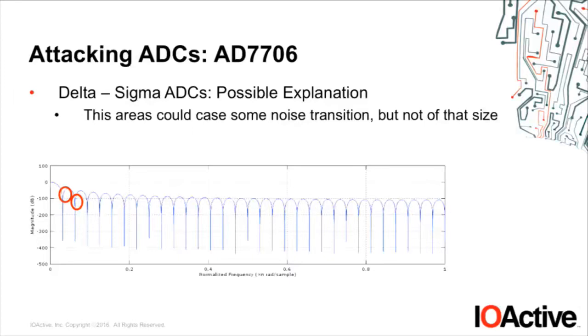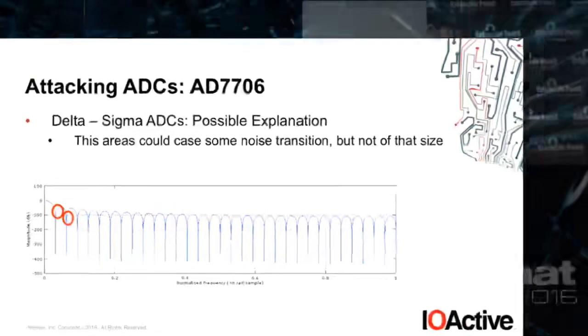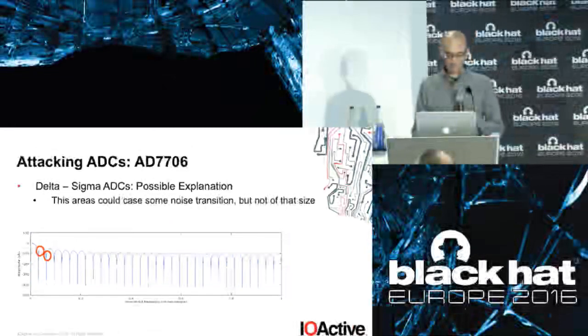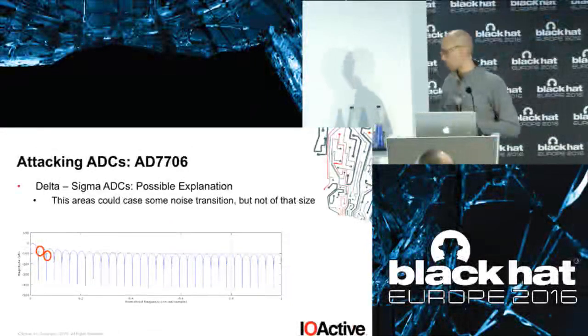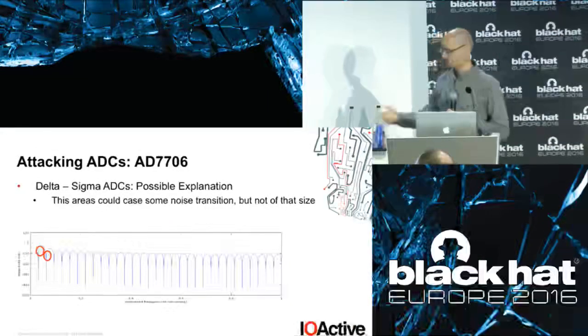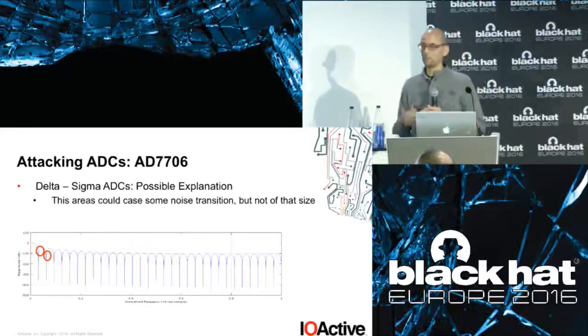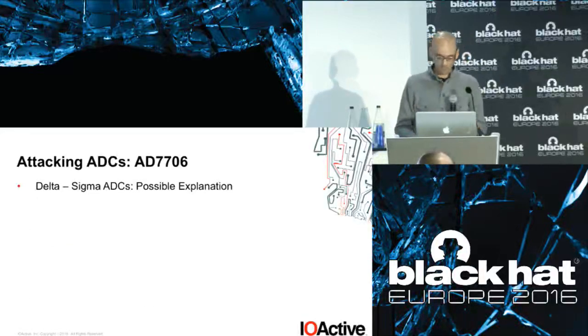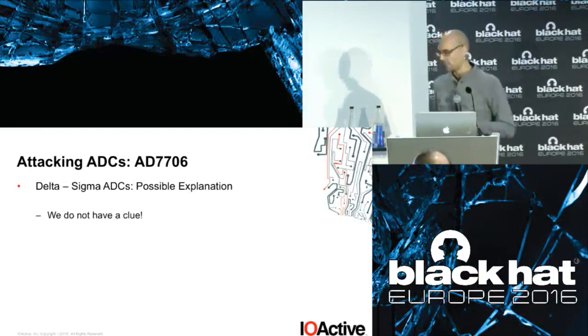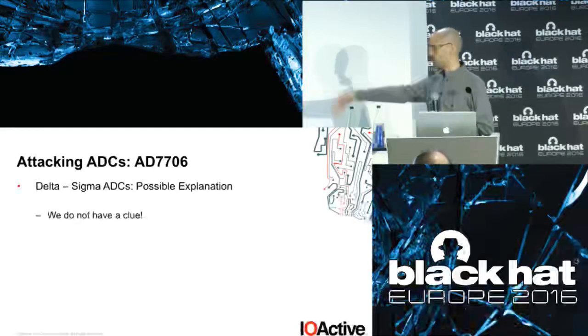So this is what happened for the AD7706. We started thinking, okay, what is going on here? Why is this happening like this? We thought maybe in the filter there are some areas where there are no noise transitions, but at the end of the day, we have no idea what happened. So that was our first conclusion.